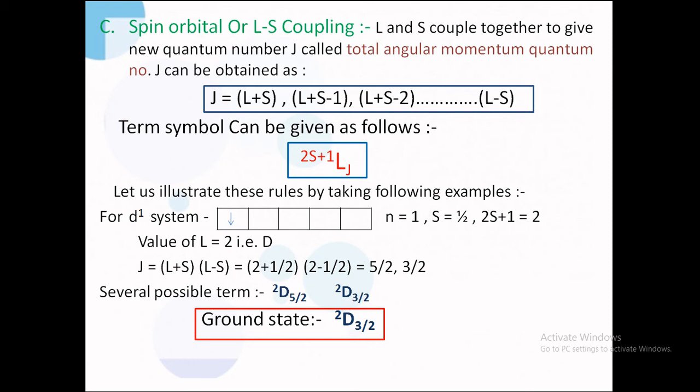So what is the term for the ground state? It is determined by Hund's rule. Hund's rule states that for a less than half-filled system, the lesser the value of J, the lesser the energy. For a more than half-filled system, the more the value of J, the lesser the energy. As we know that the d1 system is less than half-filled, the ground state term is with J equal to 3/2, and we can write the ground state term as 2D 3/2.